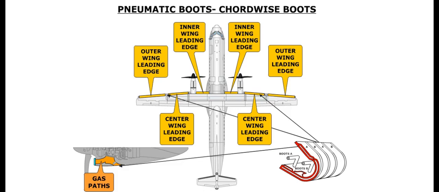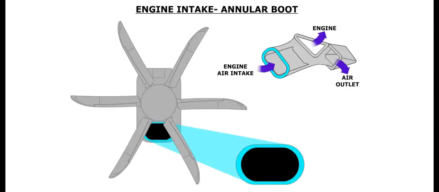There are two types of boots. The first type of boot is a cordwise boot. This type of boot is used on the leading edges and the gas paths of the engine anti-ice system. The second type of boot is the annular boot. It is used for the engine intakes. The annular boot consists of circular tubes which inflate at the engine inlets.